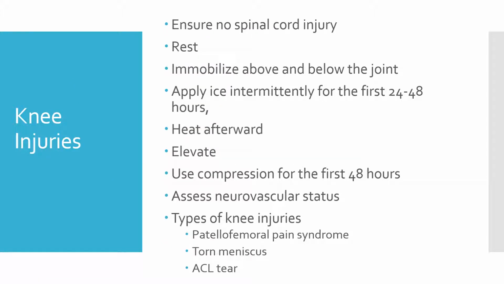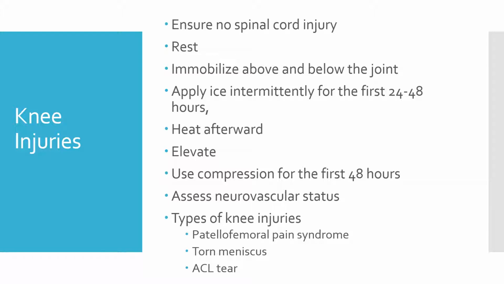With knee injuries, you have to ensure that there's no spinal cord injury. Make sure that there's rest. Immobilize above and below the joint. Apply ice intermittently for the first 24 to 48 hours. Ice is good for the first 24 to 48 hours, and after that it's best to use heat, because ice will only help with swelling and inflammation for that first 24 to 48 hours. We need to elevate, use compression for the first 48 hours, and assess neurovascular status.